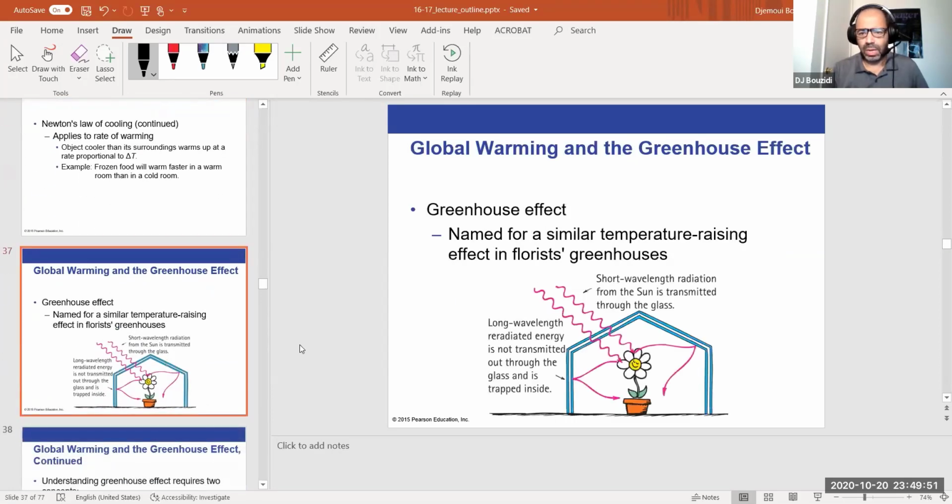Here is the greenhouse effect I was talking about. Short wavelength, higher energy radiation is absorbed, and the glass is transparent as far as this radiation is concerned. In other words, that's how you see stuff through glass, because the glass is transparent for visible light. Now, the material in this case, the flower and the ground and everything, absorbs this radiation.